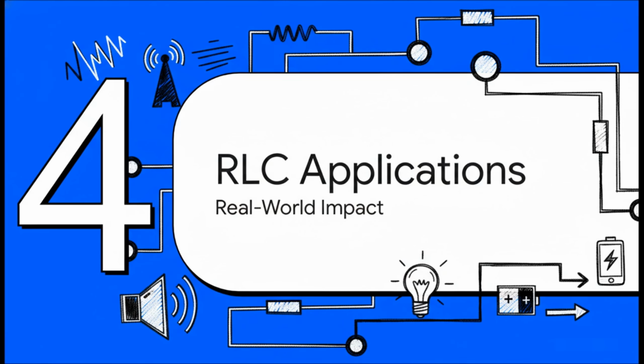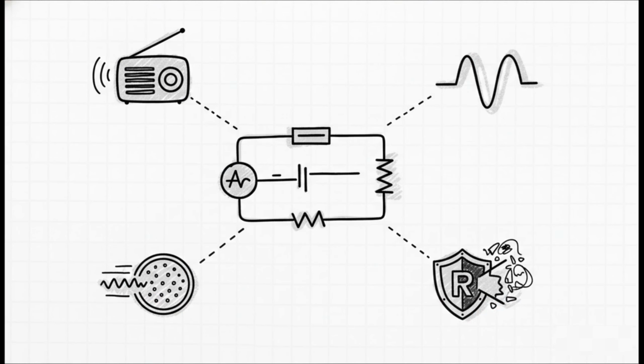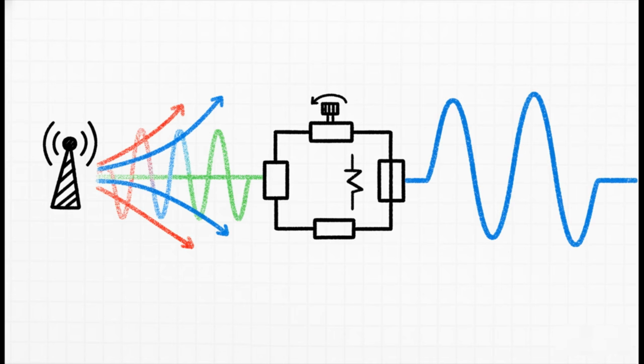So why does all this theory matter? Let's take a look at how this principle of resonance is actually used in the technology all around us. This unique ability to respond to frequency is what makes these RLC circuits so incredibly useful. They're essential parts in a huge variety of systems, everything from communications to power electronics. So let's go back to our first question about the radio.